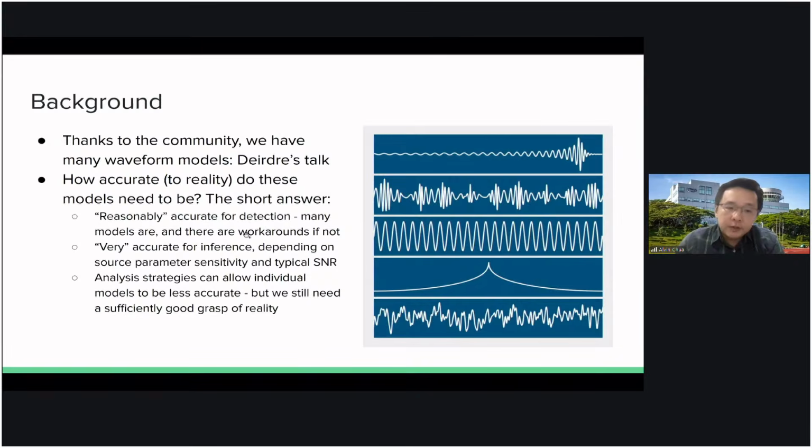The models need, however, to be very accurate for inference. Again, the definition of very depends on how sensitive each type of source is to its parameters, as well as the typical SNRs you might expect for such sources. And the third point is that there are some data analysis strategies that can allow individual models to be less accurate. But we still actually need, unfortunately, a sufficiently good grasp of reality in order for us to refer to and to calibrate our solutions against.